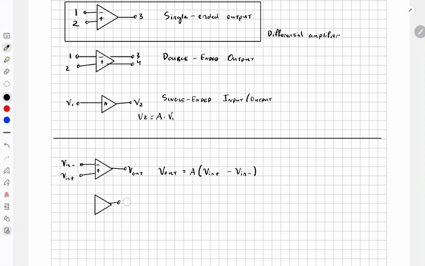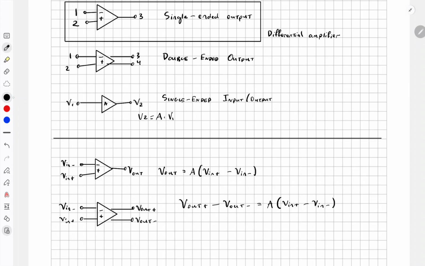And then for the double-ended output, if you're curious to know how is the relationship between input and output, okay, I'll just briefly explain that right now. So the inputs are the same, but in the case of the double-ended output kind of amplifier, there are actually two outputs. So one would be V out plus and V out minus, and the relationship would be V out plus minus V out minus is equal to A times V in plus minus V in minus.